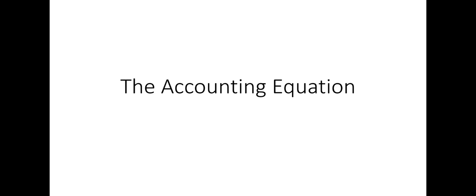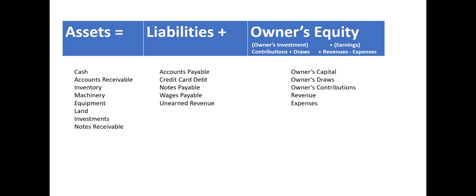Let's take a look at the accounting equation, as well as some of the accounts that make up our assets, liabilities, and equity accounts. So we can see here the accounting equation. We have our assets equal liabilities plus owner's equity.